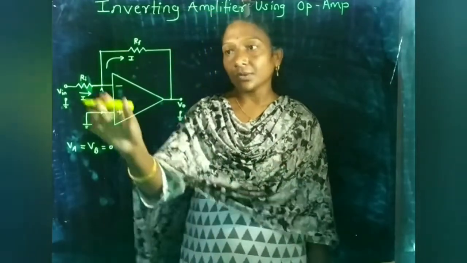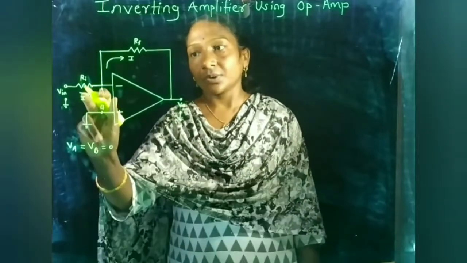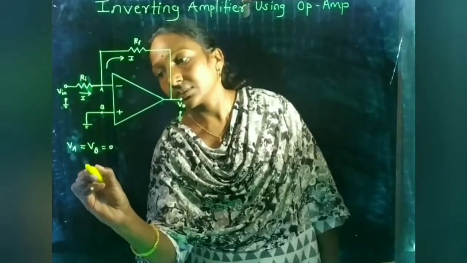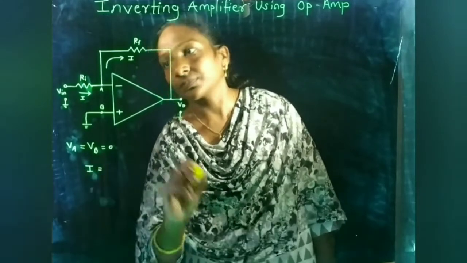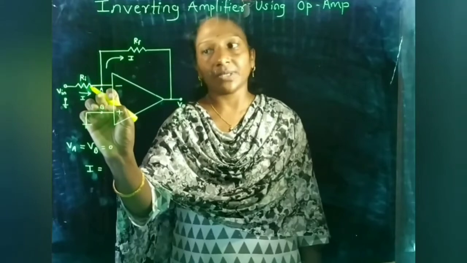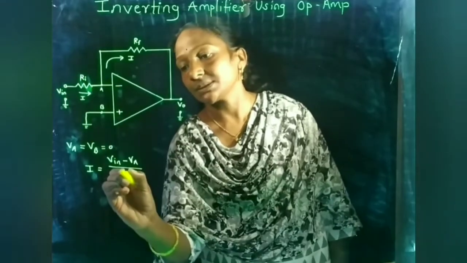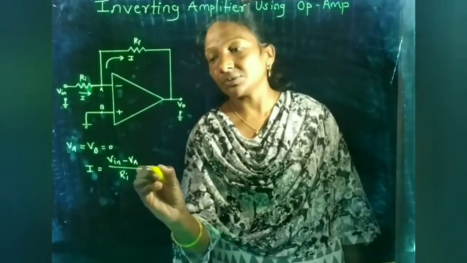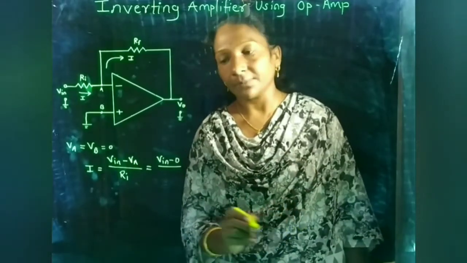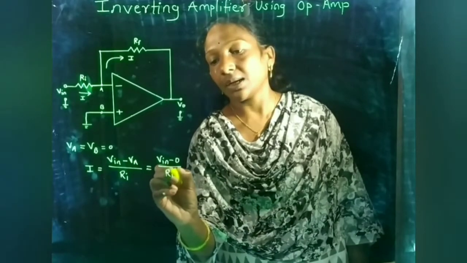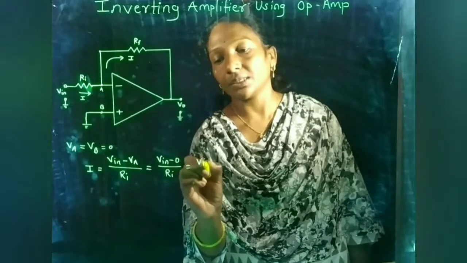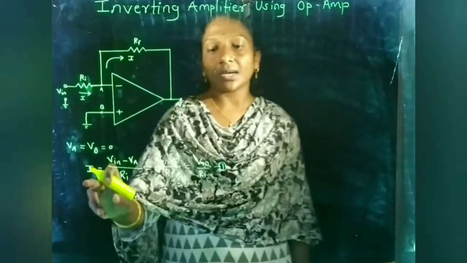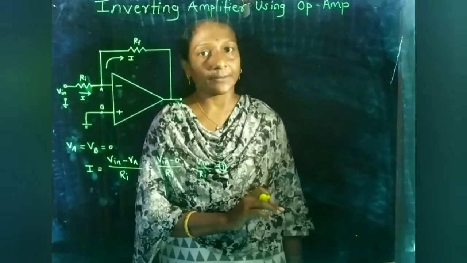Now, from the input side, the current flowing through this input resistance is I equal to Vin minus VA divided by this resistance Ri. Since VA is equal to 0, this becomes Vin upon Ri. This is the first equation. That means I is equal to Vin upon Ri.